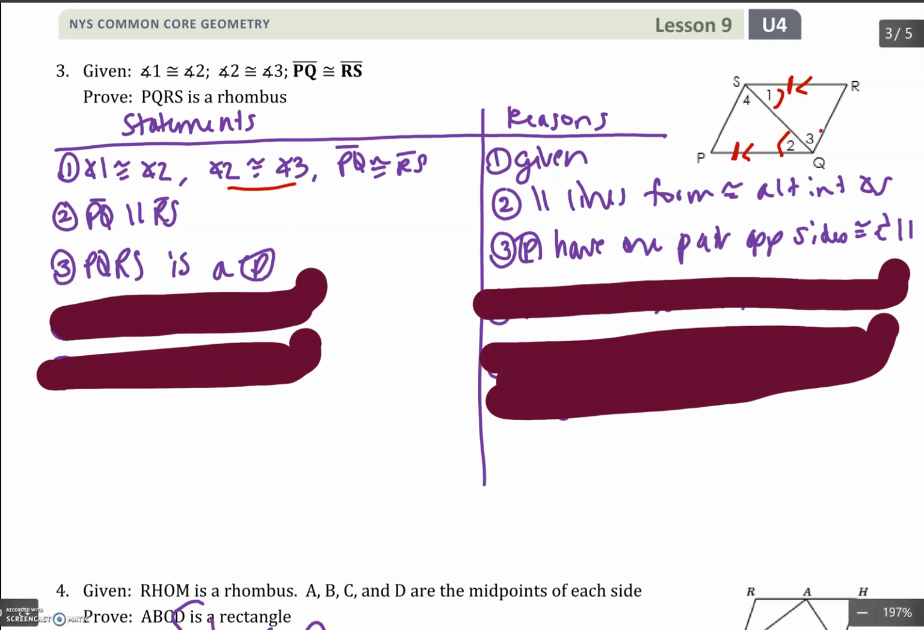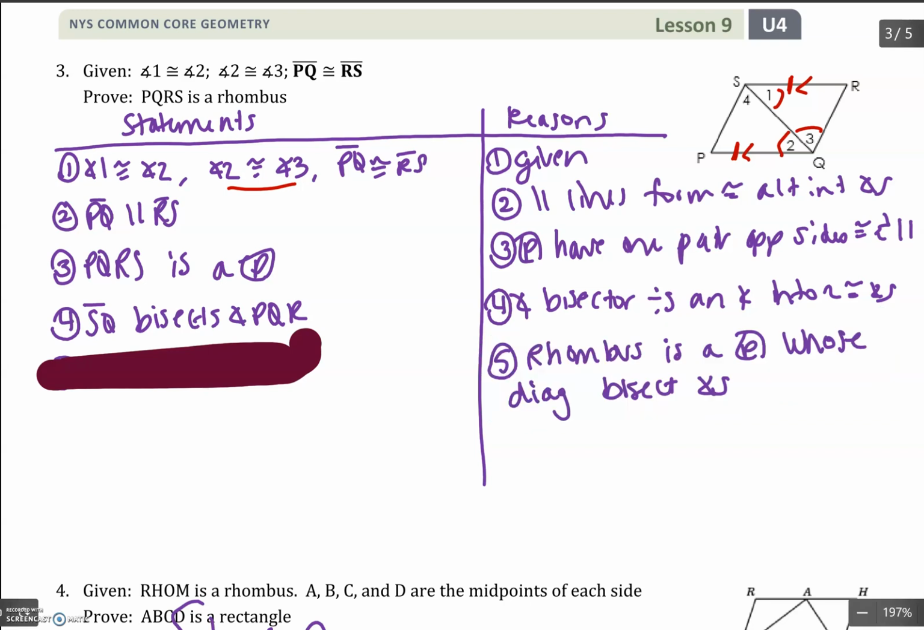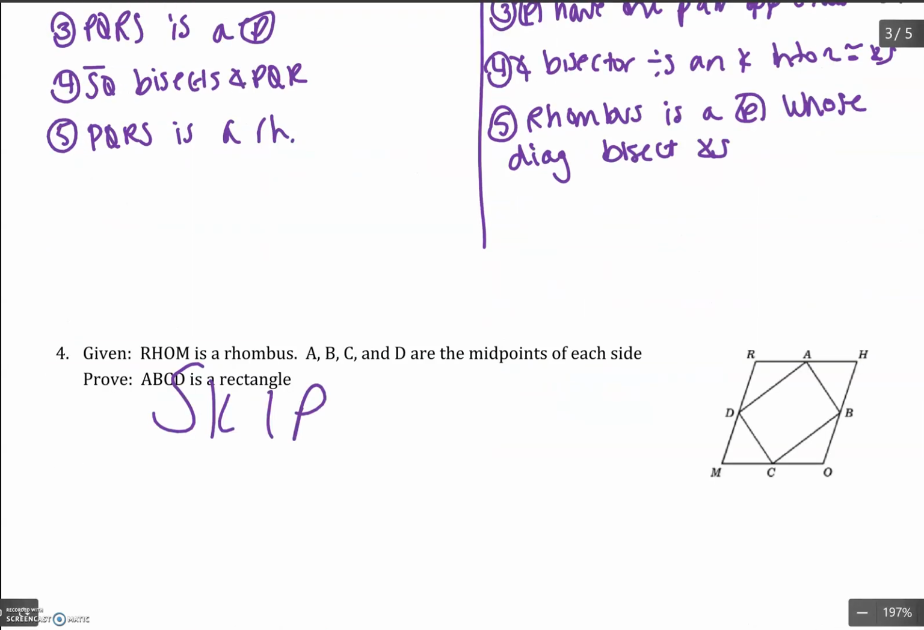Then I'm going to use the 2 is congruent to 3 the same way I did in number 2. I'm going to say that that means that SQ is bisecting angle PQR because an angle bisector divides an angle into 2 congruent angles. And now just like before, if I have a parallelogram whose diagonals bisect the angles, I must have a rhombus.